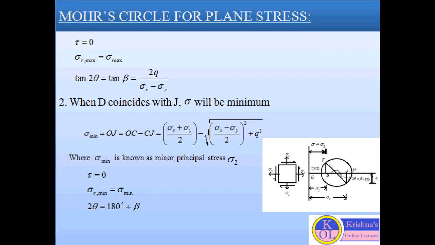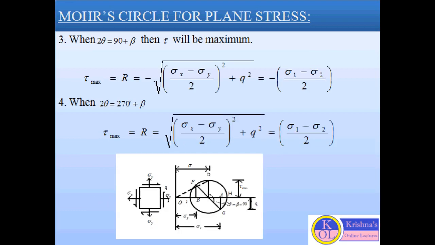The second condition is when point D coincides with point J. In that condition the value of 2 theta will be 180 plus beta. Here the value of sigma will be represented by OJ, which we can find as OC minus CJ. This equation represents the minor principal stress, sigma 2. So the minimum normal stress is known as the minor principal stress or sigma 2. Here the shear stress is 0 and the resultant is the minimum normal stress, sigma minimum.